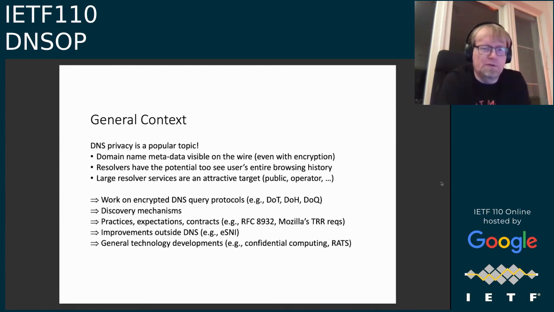And then totally outside these arrangements, there's also some general technology developments, some of which we plan to use here, confidential computing in particular. Next slide, please.